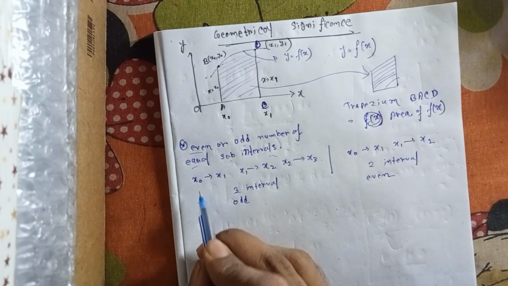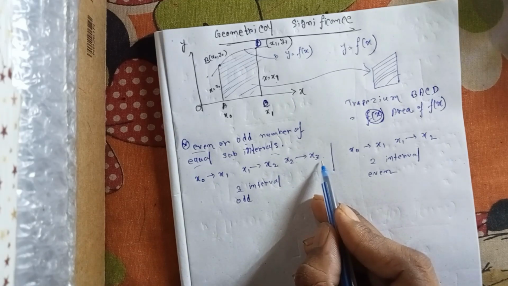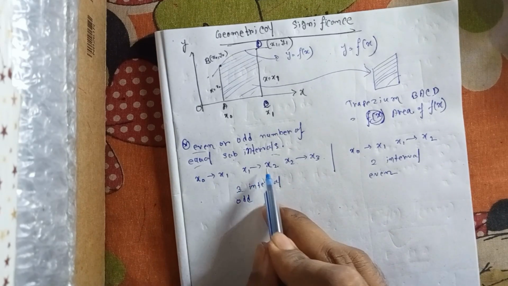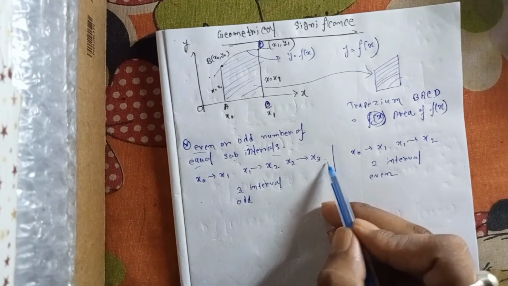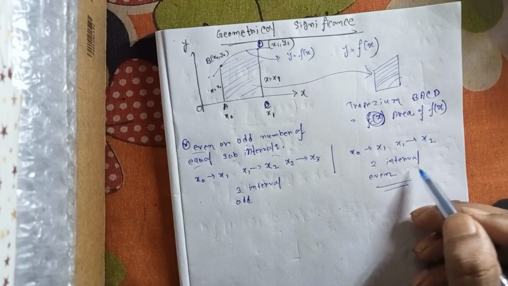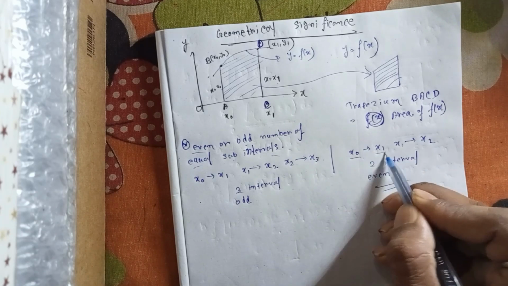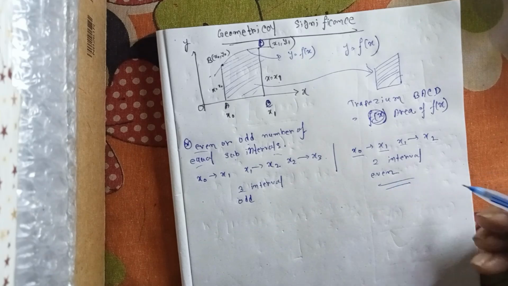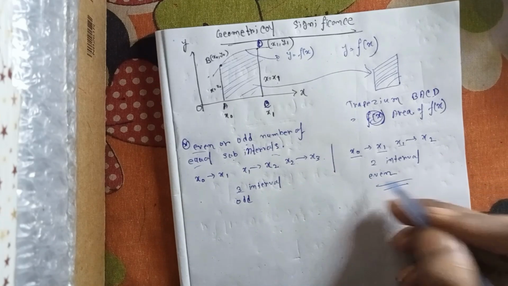Because we don't directly jump from x0 to x3. We jump step by step. Means x0 to x1, one step, x1 to x2, one step, x2 to x3, one step. That's why these are equal intervals. But in this case, this is an even interval. Why even? x0 to x1 and x1 to x2. How many intervals? 2 intervals. That's why this is an even number of intervals.